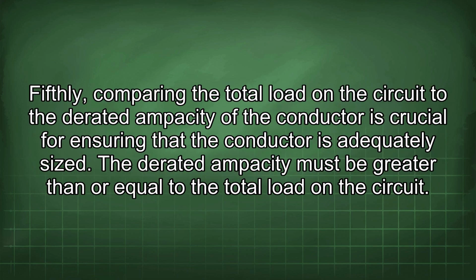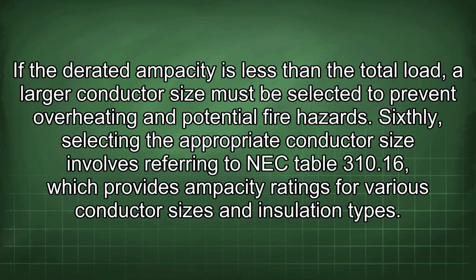Fifthly, comparing the total load on the circuit to the derated ampacity of the conductor is crucial for ensuring that the conductor is adequately sized. The derated ampacity must be greater than or equal to the total load in the circuit. If the derated ampacity is less than the total load, a larger conductor size must be selected to prevent overheating and potential fire hazards. Sixthly, selecting the appropriate conductor size involves referring to NEC Table 310.16, which provides ampacity ratings for various conductor sizes and insulation types.